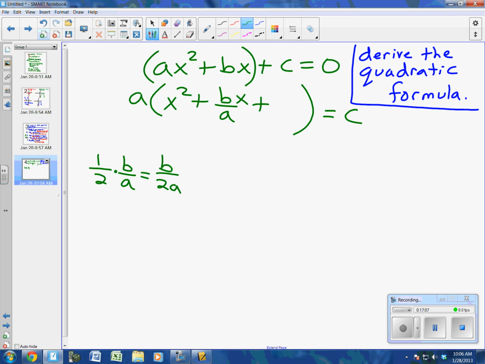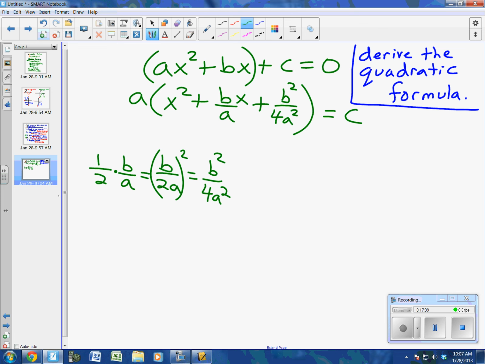Because you'd go 1/2 times b over a. And then we square that. If I square that, that's equal to b squared over 4a squared, because I have to square each part. The b, I don't know what it is, so I just put b squared. The 2 I square and I get 4. And then a I square and I get a squared. So what we're going to do is put b squared over 4a squared.